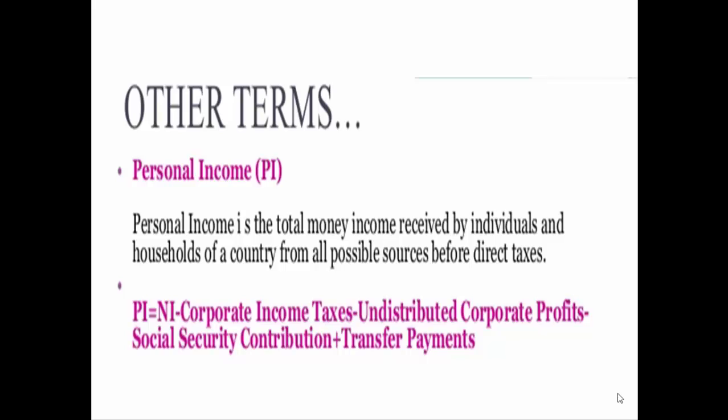This means that the whole of national income is not distributed among the people. A part of it which is not given to the people is subtracted from national income for the calculation of personal income. Following are subtracted from NI as they are not received by the people. PI is equal to NI minus corporate income taxes minus undistributed corporate profit minus social security contribution plus transfer payment.